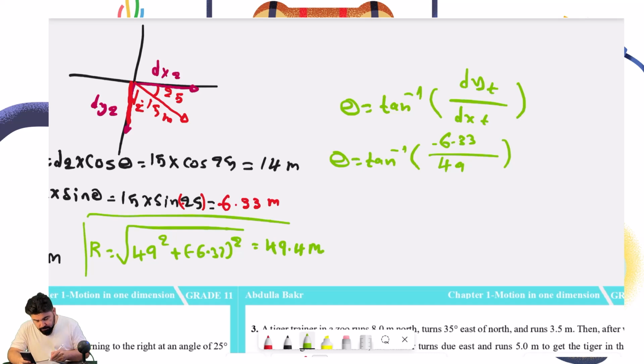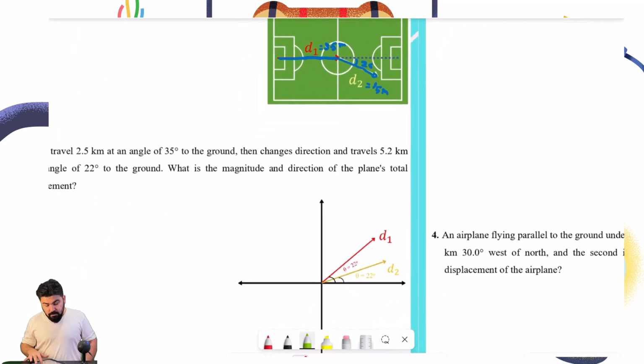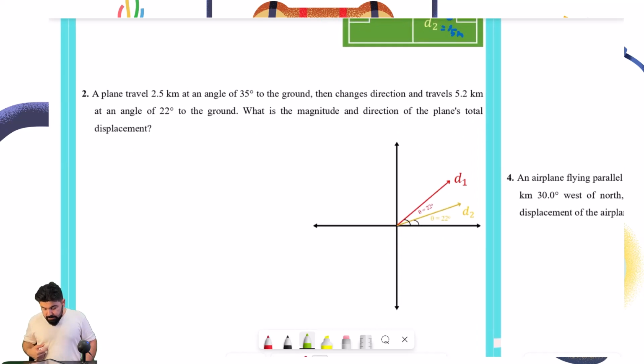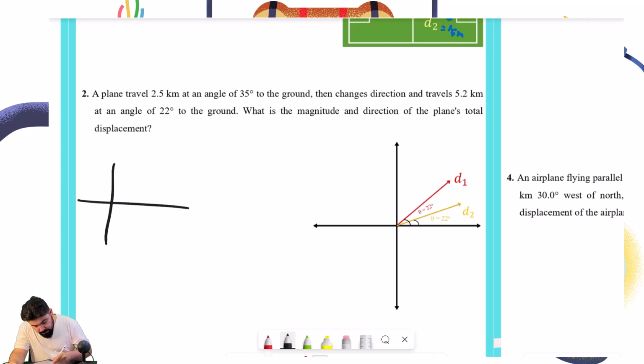The angle theta is equal to negative 7.3 degrees. You see, it's really important to know the direction, otherwise your whole calculation is going to be wrong. So be careful. I have this question, guys. It's the same, but I'm just going to solve it. So we have d1, let's separate them, and I have d2.